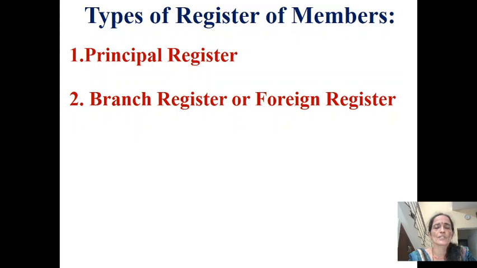When it has good number of members in the foreign country, in its foreign branch, it can maintain a register to keep the details of foreign members, and that register is called as foreign register. And when a company maintains a foreign register, a copy of it will be maintained at the registered office of the company, at the head office, and all entries made in the foreign register will be transferred to the main register.